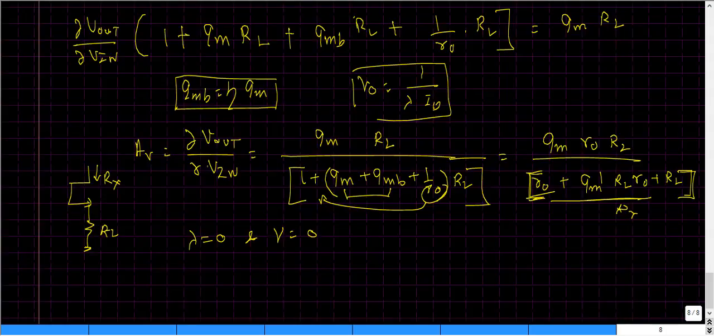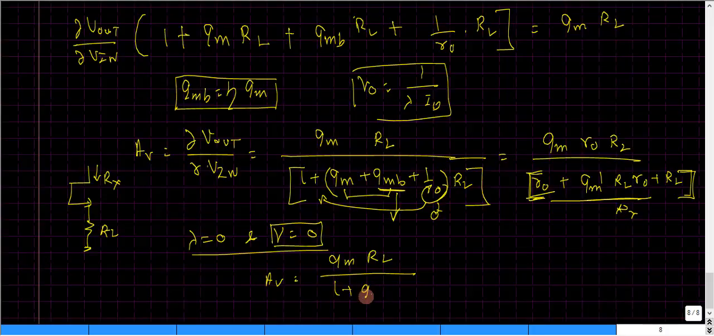Now when we adopt these two simplifications, the 1 upon r naught becomes 0 here, due to which the gain will be written as just gm RL divided by 1 plus, again there won't be any gmb term because we have assumed that there is no body effect, and the only term left over would be gm times RL.